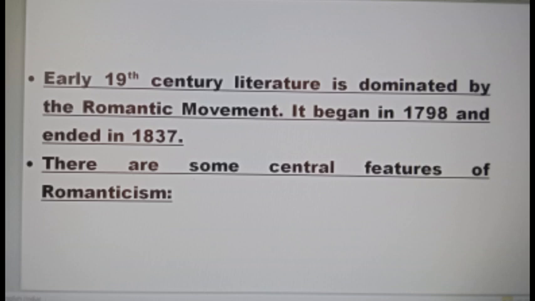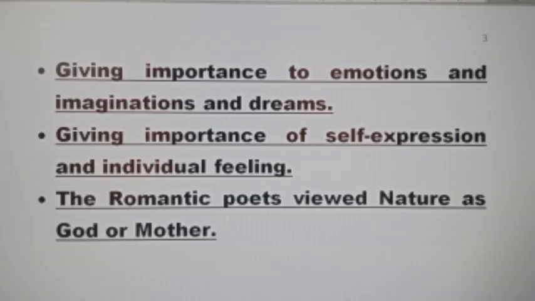Early 19th century literature is dominated by the Romantic movement. It began in 1798 and ended in 1837. There are some central features of Romanticism. These include giving importance to emotions and imaginations and dreams, giving importance to self-expression and individual feelings. The Romantic poets viewed nature as God or mother.